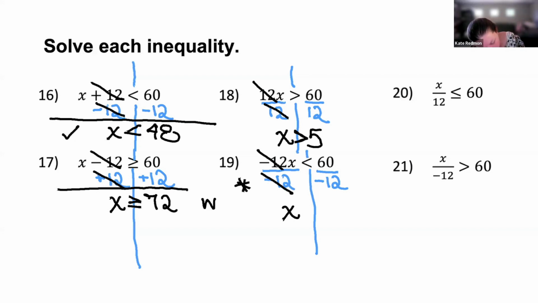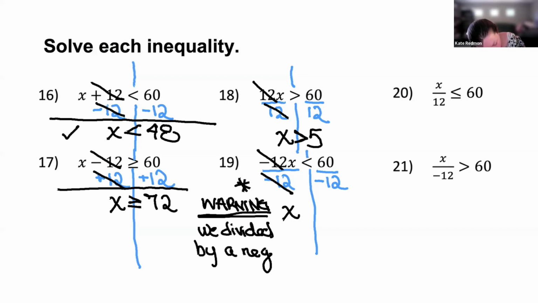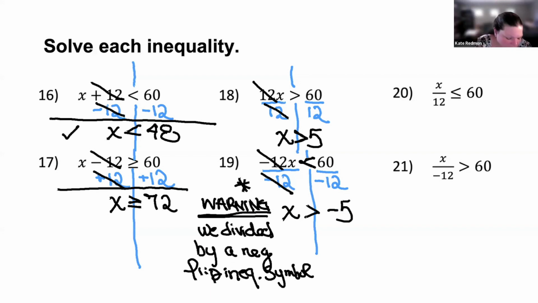Did you notice? There's one of the times we flip our signs. If we multiply or divide by a negative, we flip our inequality symbol. And so I won't see less than anymore. I'm going to see greater than, and 60 divided by negative 12 is negative 5. So what would x have to be in order to make the original equation true? X could be anything greater than negative 5.